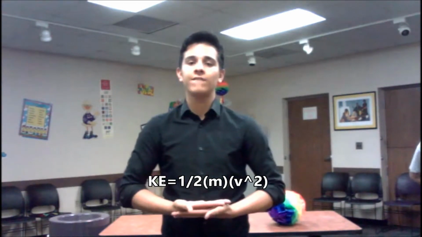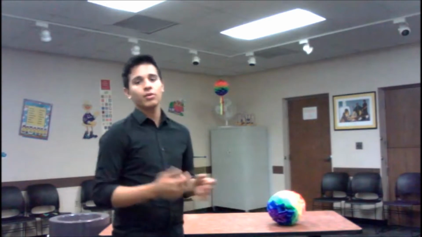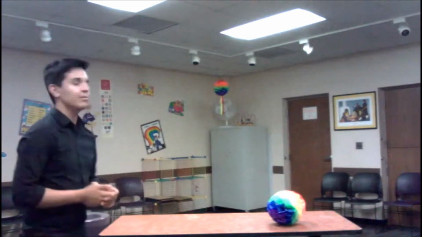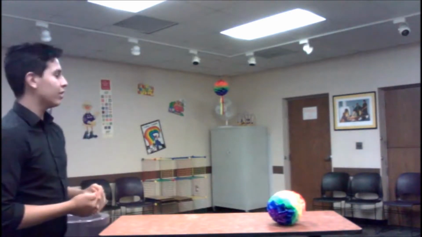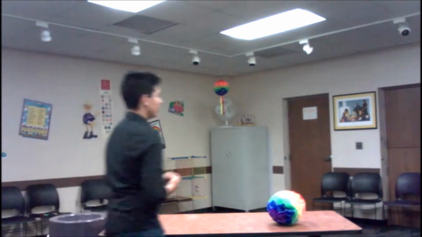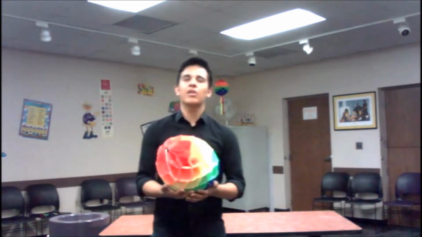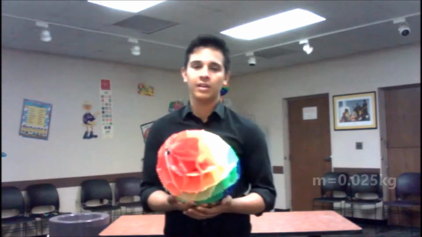Another formula for kinetic energy is 1/2 mv squared. So to find kinetic energy of whatever object, first we have to find its mass and then its velocity. So today Melissa's gonna demonstrate for us an example. We're gonna find the kinetic energy of this item right here. This weighs around 0.025 kilograms.